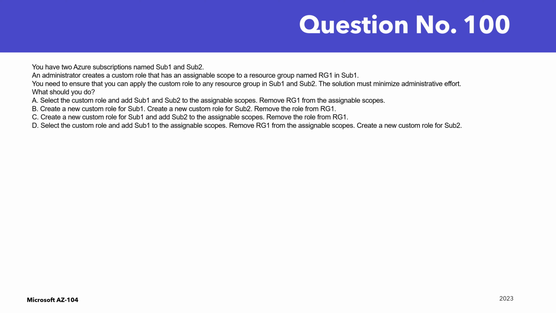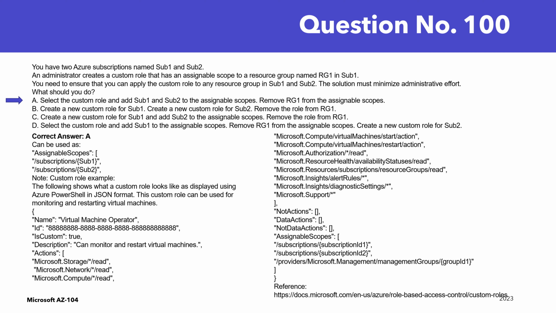B. Create a new custom role for Sub1. Create a new custom role for Sub2. Remove the role from RG1. C. Create a new custom role for Sub1 and add Sub2 to the assignable scopes. Remove the role from RG1. D. Select the custom role and add Sub1 to the assignable scopes. Remove RG1 from the assignable scopes. Create a new custom role for Sub2. Correct answer: A.